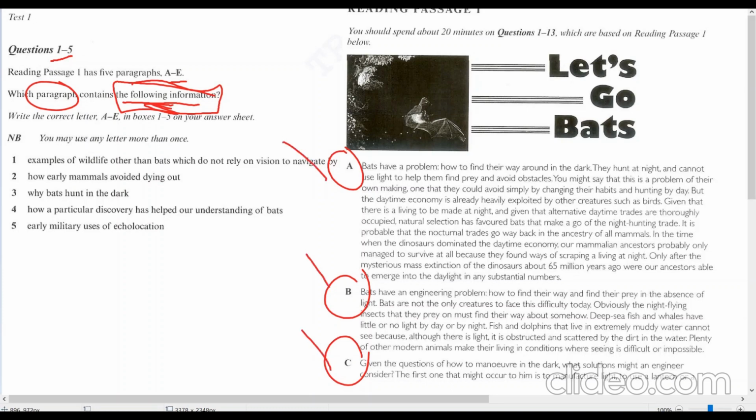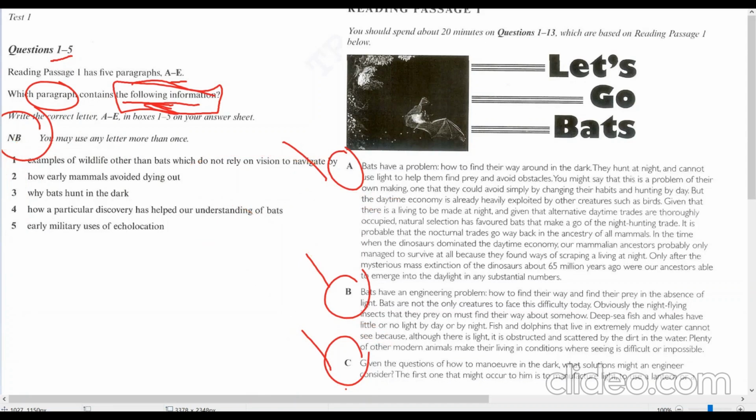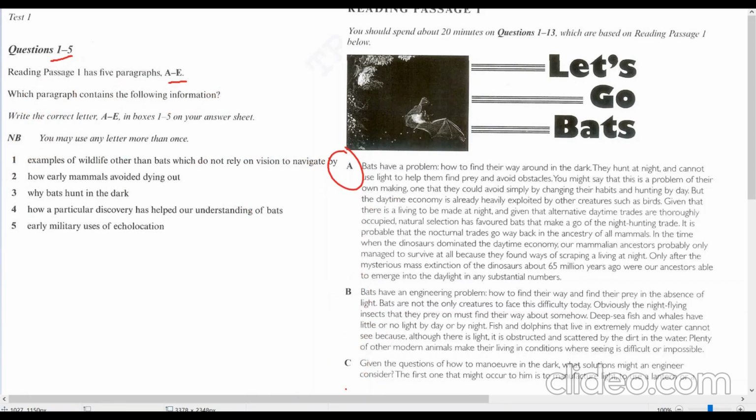This is one thing. The second thing, always notice the nota bene NB. You may use any letter more than once. What does that mean? It means that I've got 5 pieces of information here that I have to match to these paragraphs, as you can see, and I might use one of these paragraphs more than once. Do I have to use all the paragraphs? Not necessarily. They didn't mention that, especially that this question has to do with what? Matching information in paragraphs, not matching headings with paragraphs. So be careful with the type of question you're tackling.